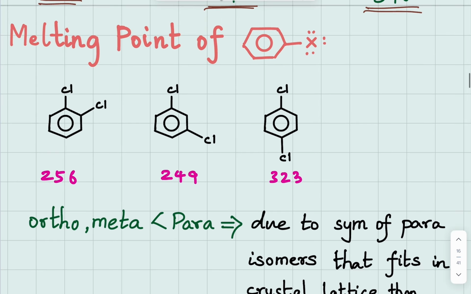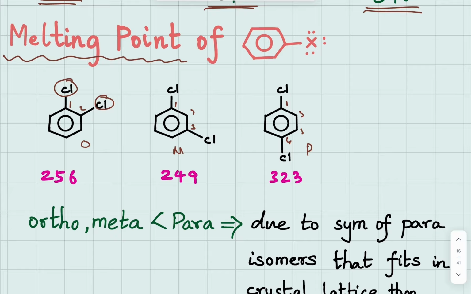And the next important thing is the melting point. Think about the melting point: it is the conversion of the solid state into the liquid form, especially in haloalkane derivatives. In the haloalkane derivative, let me take the disubstituted one. The 1,2 position is ortho, the 1,3 position is meta, and the 1,4 position is para. So I have ortho, meta, and para positions.